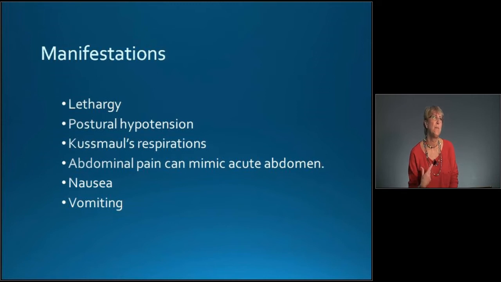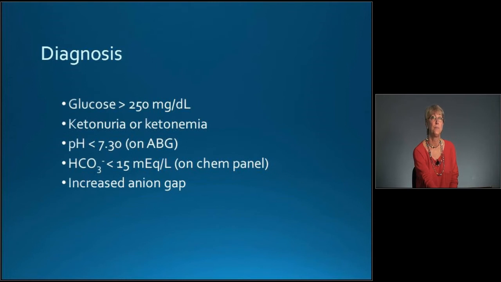brings them in. This can mimic an acute abdomen, for instance, and again, sometimes that's why they come to the hospital. They don't come to the hospital because they know they're in DKA. They just have this horrid abdominal pain and they've got nausea and vomiting. And sometimes this is when we end up diagnosing them with type 1 diabetes.